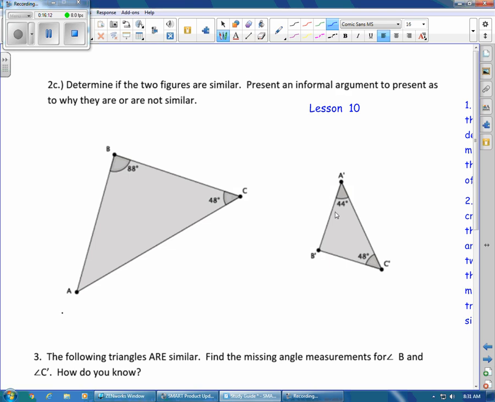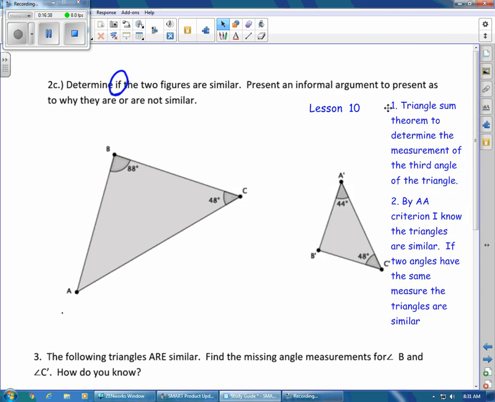Now, some people were tempted to just take this 44 and plug it in for the A and go, well, that's the missing one. And I know that similar triangles have the same angle measures, but it's asking us to determine if the two figures are similar. It's not saying they are similar. So the first thing I have to do is use the triangle sum theorem to determine one of the missing angles. So either A or B prime. I'm going to go for A just because it's the one on the left and I picked that one for whatever reason.